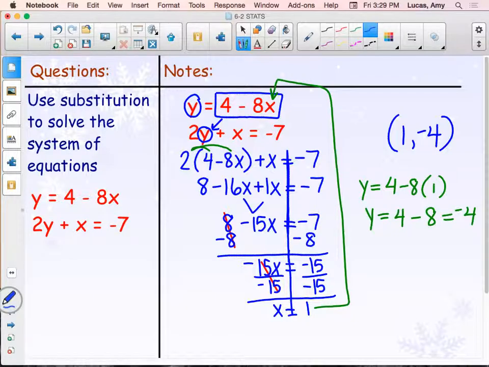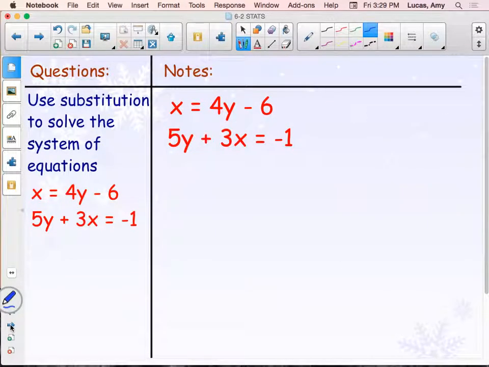What you should notice today is that we are always working with intersecting lines. We will always have one solution, and we will find that ordered pair. So all of your problems today, that's what you should be expecting.